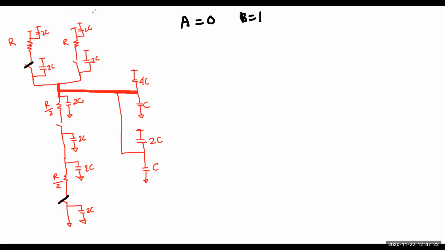Here, directly you can see this part is not connected, right? This part is not connected, right? So I can erase them. Let me cover them with some white thing. Got my point? This is also.